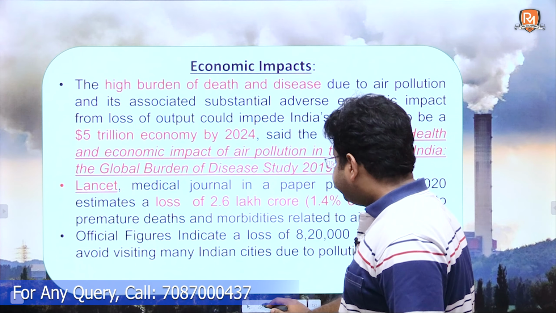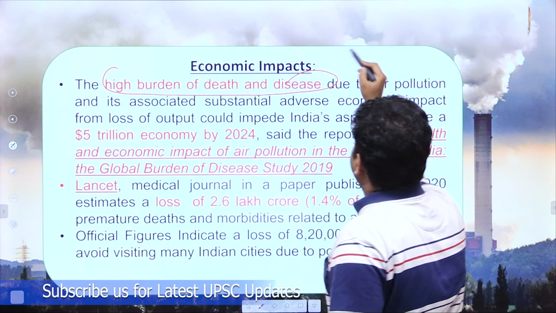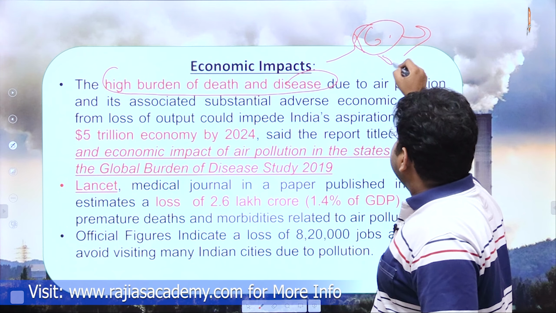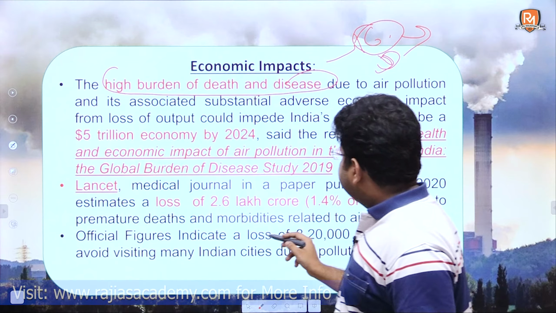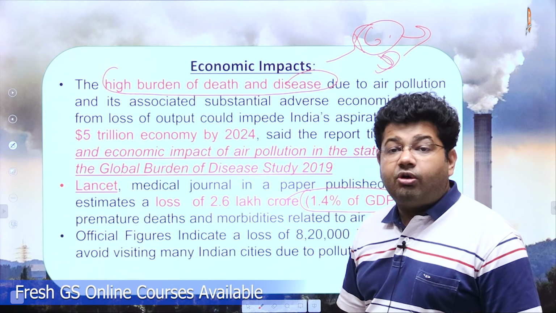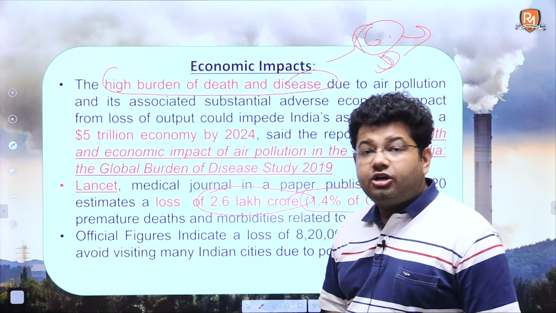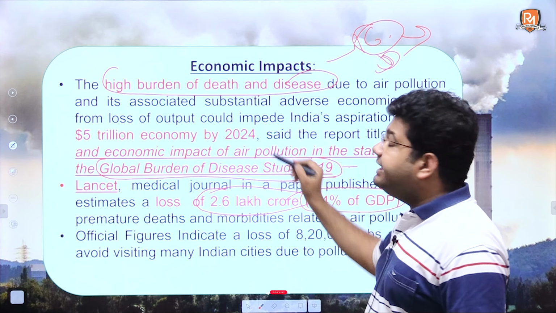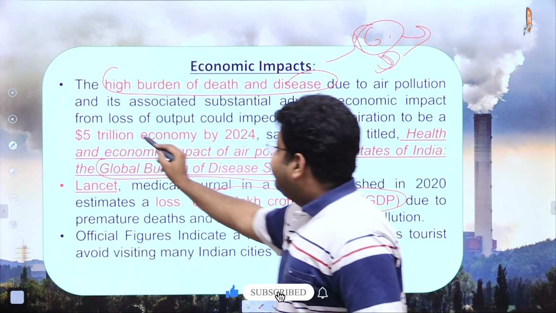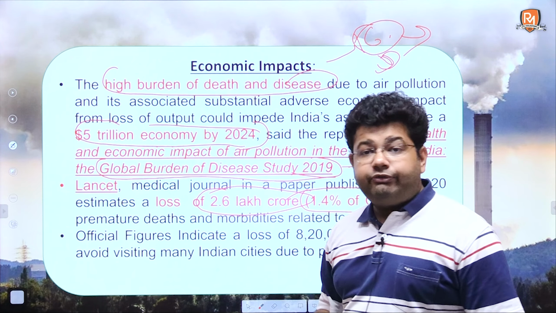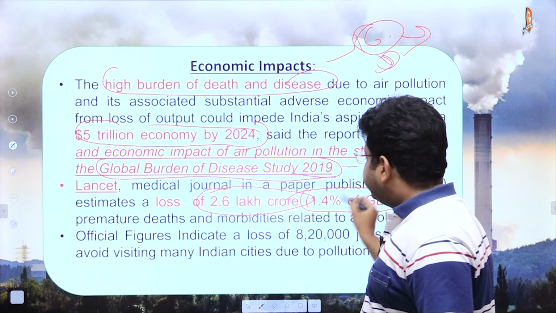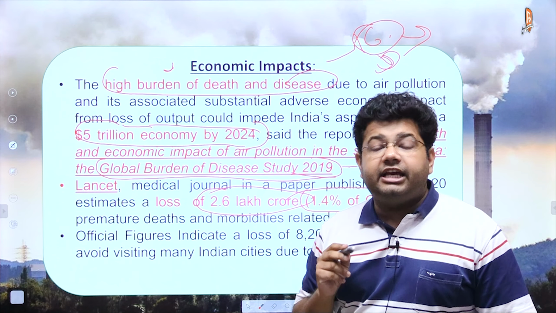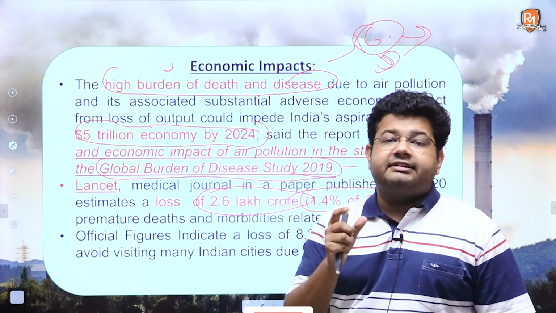So basically, the high burden of death and disease, as I have already told you, more than 16 lakh people died as a direct result of air pollution in India. So these direct deaths have basically resulted in about 1.4% of GDP loss, that is about 2.6 lakh crore rupees. The Global Burden of Disease study 2019 says that if India wants to achieve the 5 trillion economy target by 2024, then can we really afford this loss of GDP? In this very manner, we need to put extreme emphasis on maintaining air quality, thereby preventing this loss of GDP also.